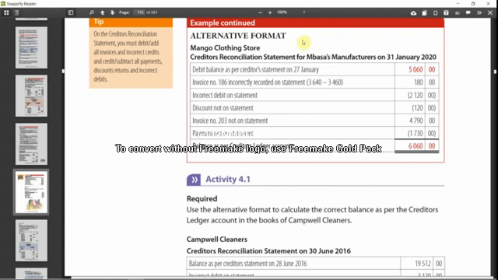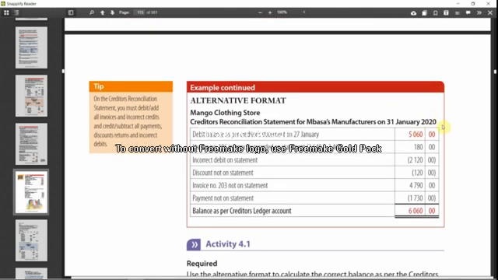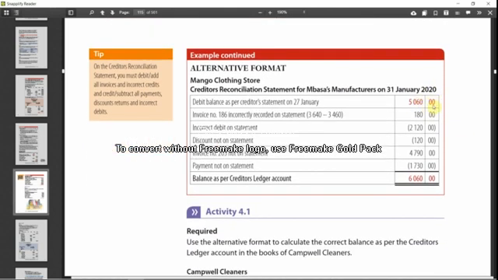Now, there is an alternative format of the creditors reconciliation statement. Instead of having two columns, we only have one column. We start off with the balance according to the creditor statement, which will be a positive balance, and then we add anything that would increase the balance and subtract anything that will decrease the balance on their side. And then the final balance will be the balance as per our creditors ledger account.